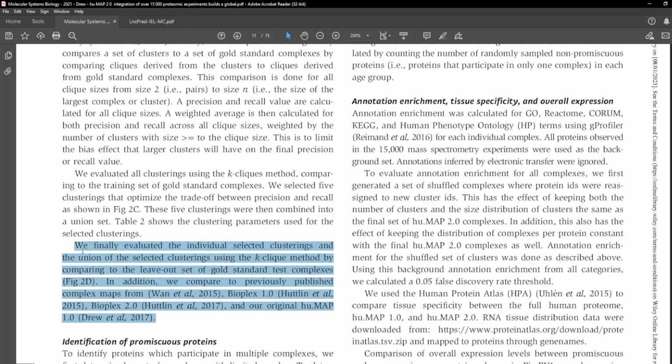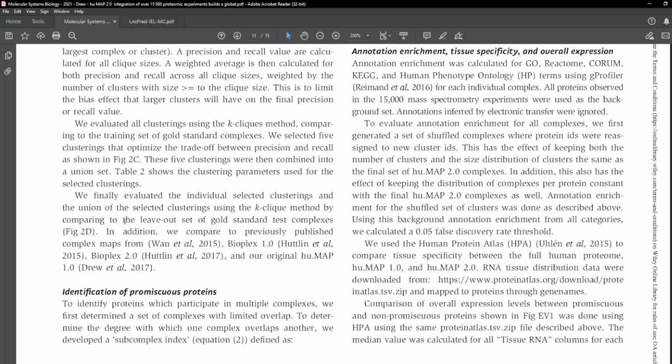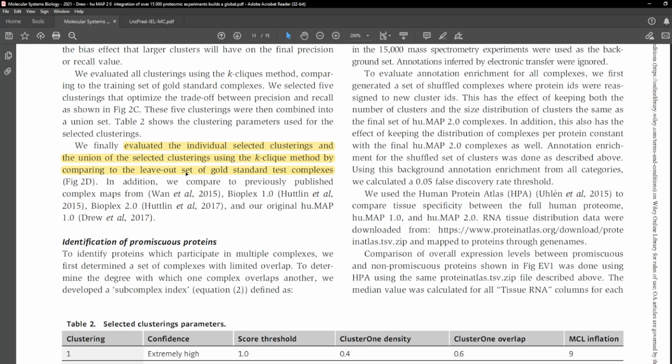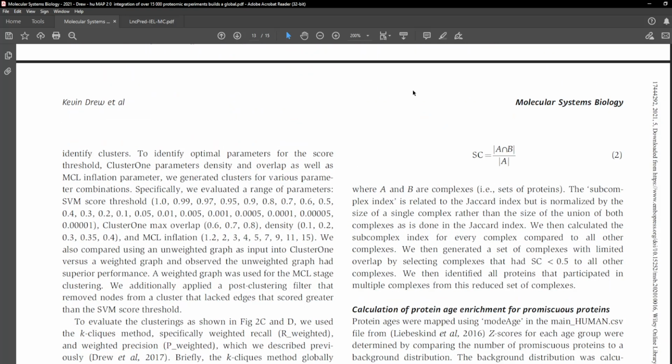Identification of promiscuous proteins. To identify proteins which participate in multiple complexes, we first determined a set of complexes with limited overlap. To determine the degree with which one complex overlaps another, we developed a subcomplex index, equation 2, defined as SC equals |A∩B| / |A|, where A and B are complexes, i.e., sets of proteins. The subcomplex index is related to the Jaccard index but is normalized by the size of a single complex rather than the size of the union of both complexes as is done in the Jaccard index.